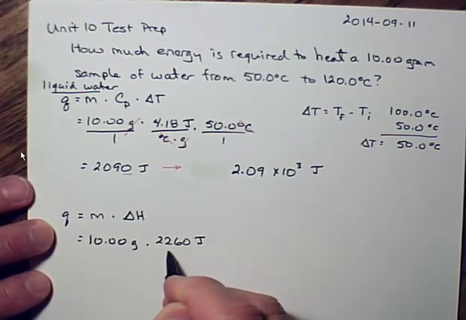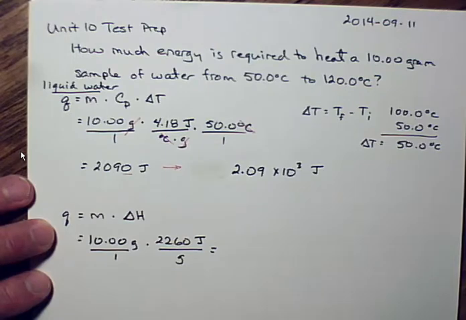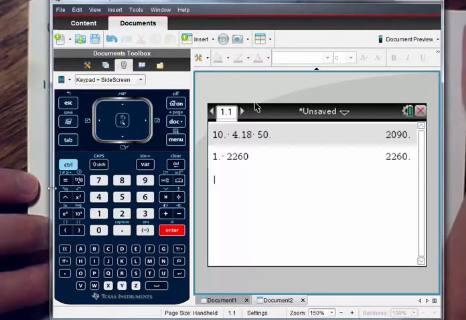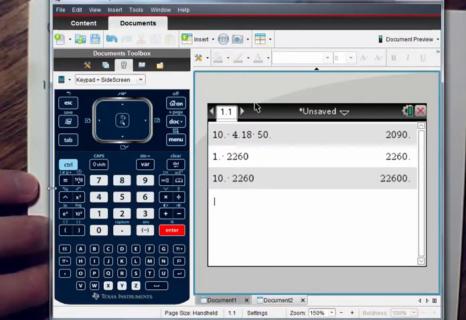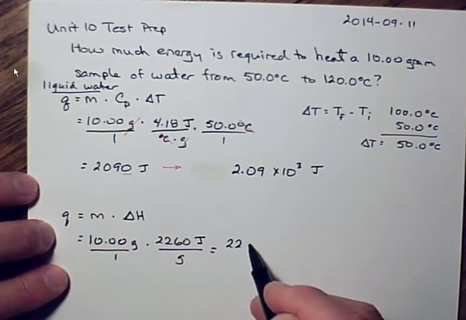2260 joules per gram. We're going to put this over 1 to match it up nice and neat. Go to the calculator. We take 10.00 times 22... I'm sorry, I didn't put that in right. 10.00 times 22. I know that didn't look right. All right, 22,600. Okay. Probably could have done that in your head.